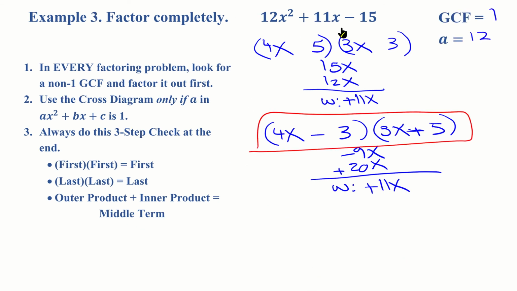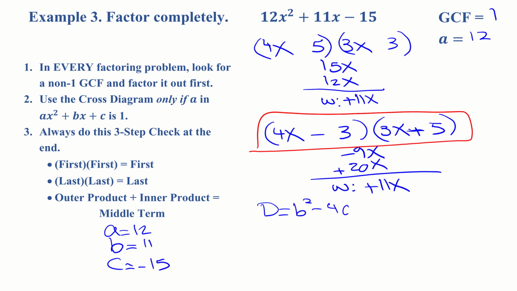Now here's a problem we did a few minutes ago. We can do this check on it so you can see. First of all, notice a is 12, b is 11, and c is negative 15. So d, which is b squared minus 4ac, this is called the discriminant, becomes 11 squared minus 4 times a, which is 12, times negative 15.